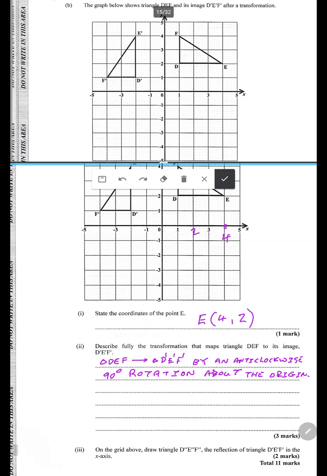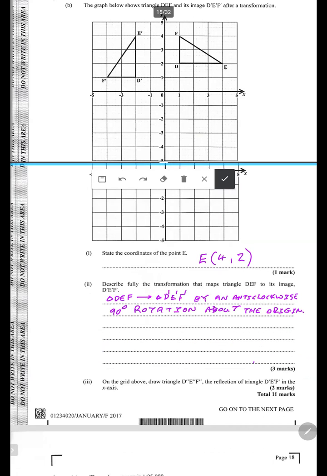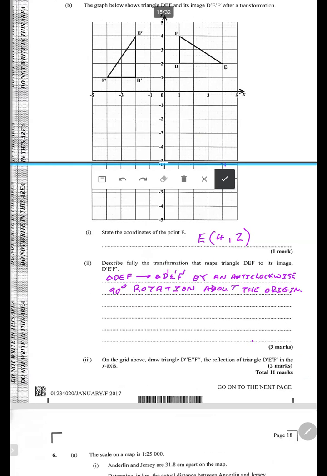If it was a translation, you just give how many units left or right, how many units up or down. And if it's a reflection, all you need to do is state the equation of the mirror line, or state the mirror line. Like you might say a reflection in the x-axis, something like that. That's all you have to do. All right? You have to remember, you give the name and the components. All of those things are in your notes. All right? You must know your transformation notes.